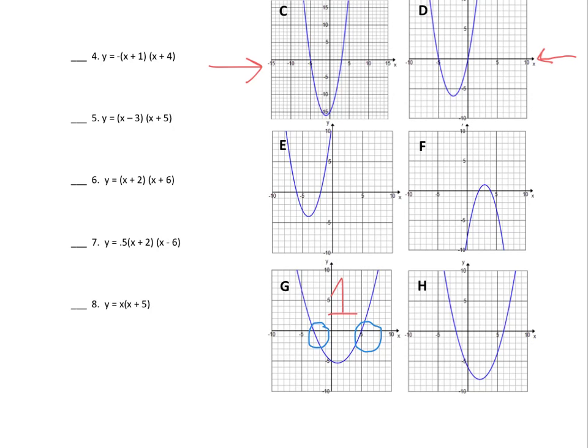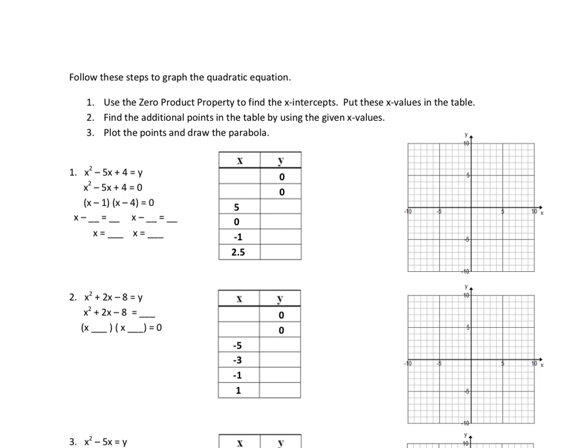So that shouldn't be too hard. Just set each factor equal to 0 and solve. Find out what x equals. You're going to have the 2 x-intercepts, and then match it with the appropriate graph. Let's go to the next page.